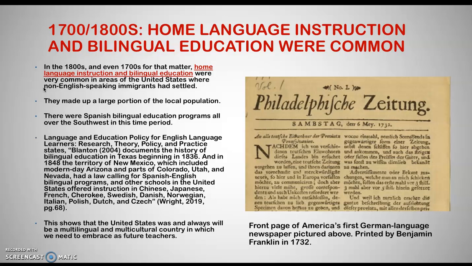This also shows that the United States was and always will be multilingual and multicultural, and we need to embrace that as future teachers. On the right side, I have a picture of America's first German language newspaper, and it was printed by Benjamin Franklin in 1732.